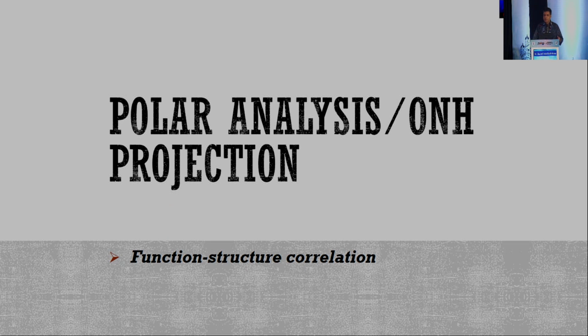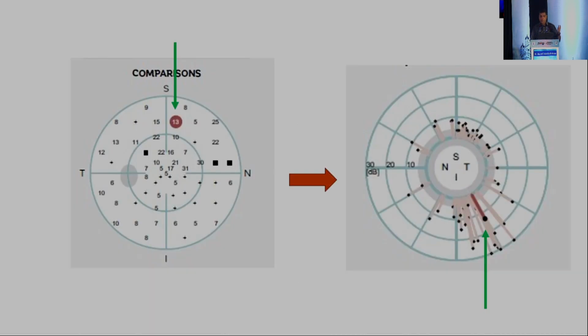The polar analysis is a kind of software trickery to give you some function-structure correlation as well. It helps you to identify where you want to look for the changes in the optic disc. Based on this principle, let's look at that point in the visual field with 13 decibel sensitivity loss. Obviously, that will have a corresponding representation in the optic disc.